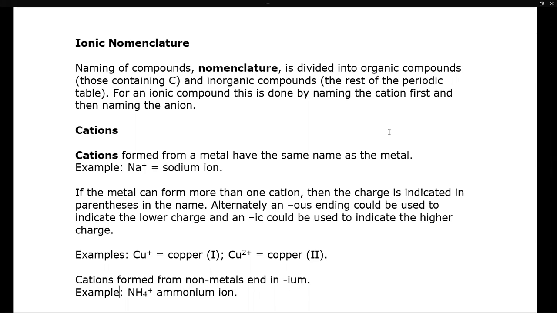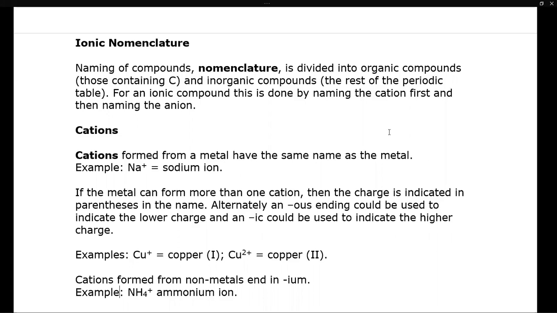It is divided into organic compounds, those containing carbon. We'll save those for another day. And inorganic compounds, which is the rest of the periodic table. We'll focus primarily on inorganic compounds for the purposes of this course. There's a few common ones that we'll put in at some point. So for an ionic compound, the naming is done by naming the cation first and then the anion.